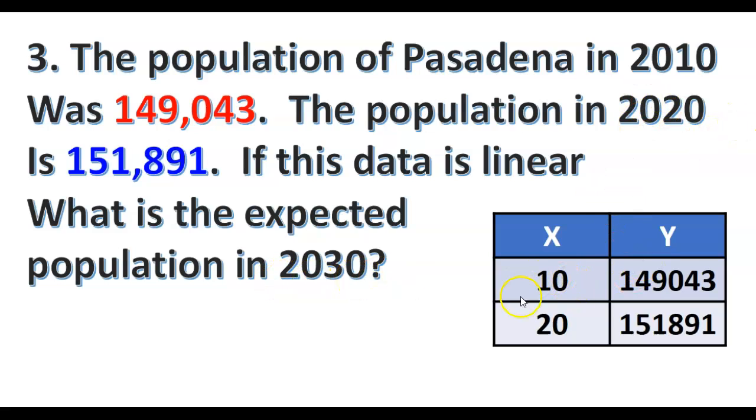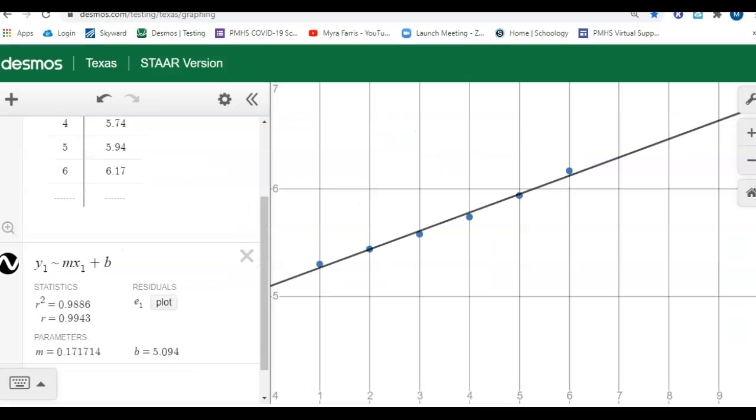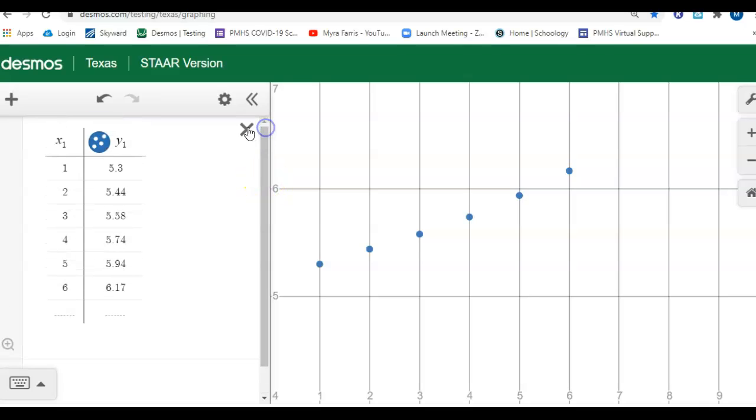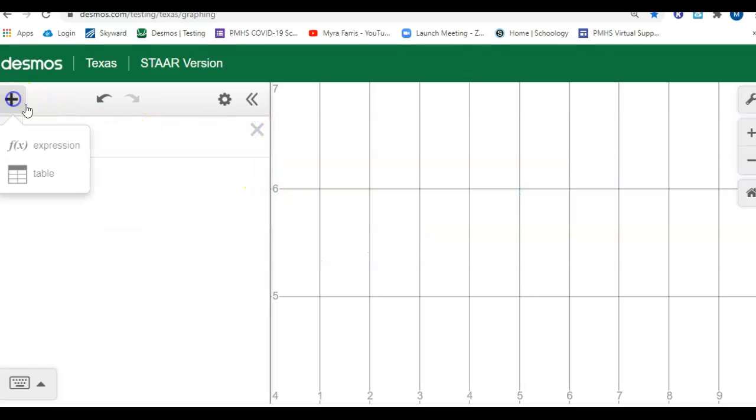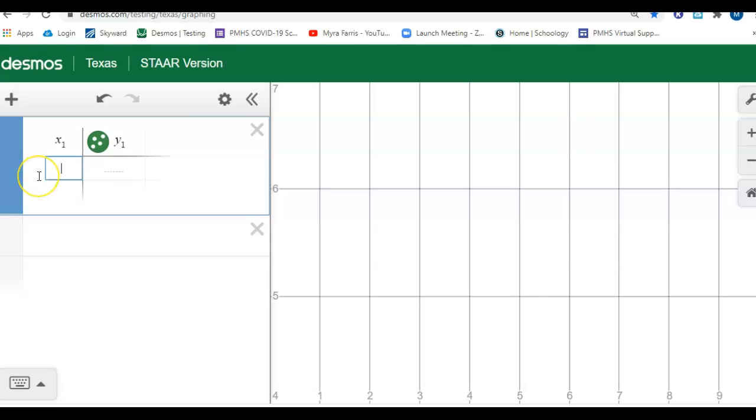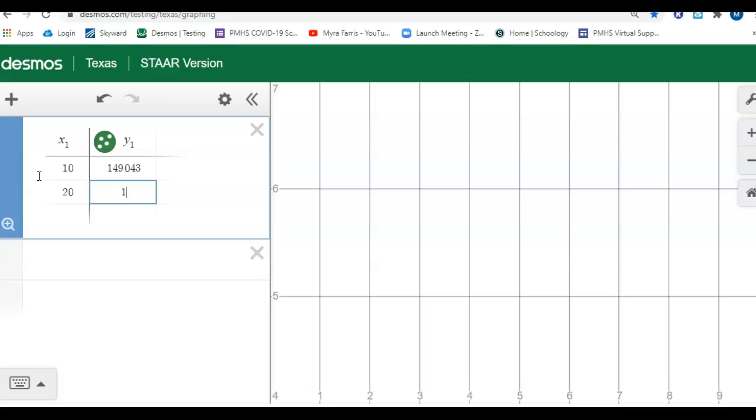Now, again, just to make it easier to type in the computer, instead of typing in 2010, I'm just going to use 10 and 20, and then I'll use 30 to answer that last question. So, in Desmos, I am going to add a table. And my table is just going to have 2 data points, 043, 151,891.